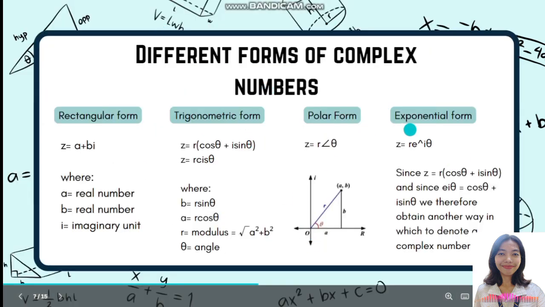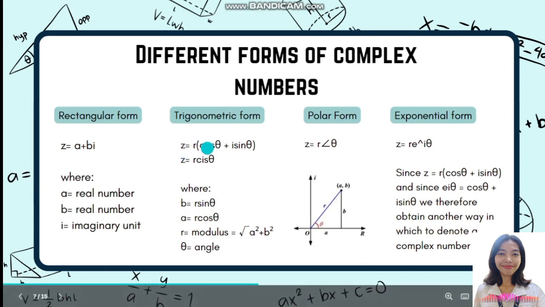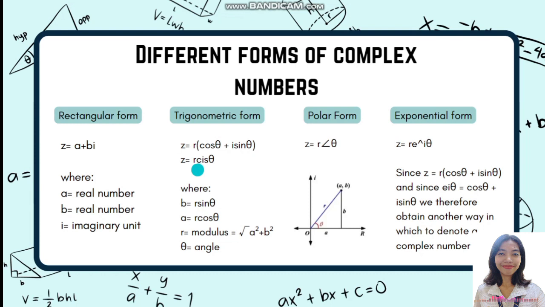And then in complex numbers, we have different forms. The first is the rectangular form, then the trigonometric form, followed by the polar form, and the exponential form. In rectangular form, we have z equals a plus bi, where a and b are real numbers and i is our imaginary unit. In trigonometric form, we have z equals r times cosine theta plus i sine theta, or you can write this as z equals r cis theta, where b is equal to r sine theta and a is r cosine theta.